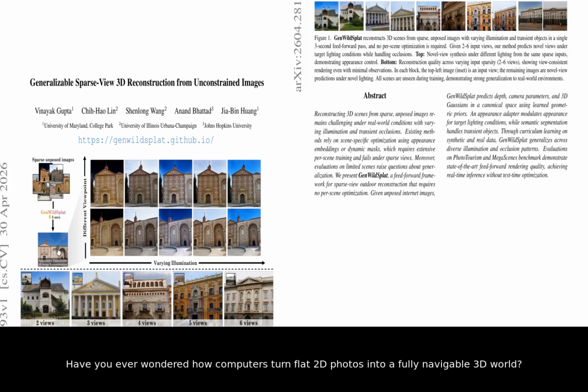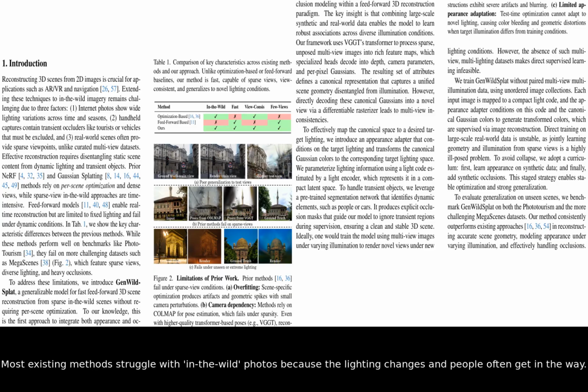Have you ever wondered how computers turn flat 2D photos into a fully navigable 3D world? Normally, this requires hundreds of perfectly timed photos and hours of computer processing. Most existing methods struggle with in-the-wild photos because the lighting changes and people often get in the way. The researchers point out that standard models often fail when they only have a few sparse views to work with.